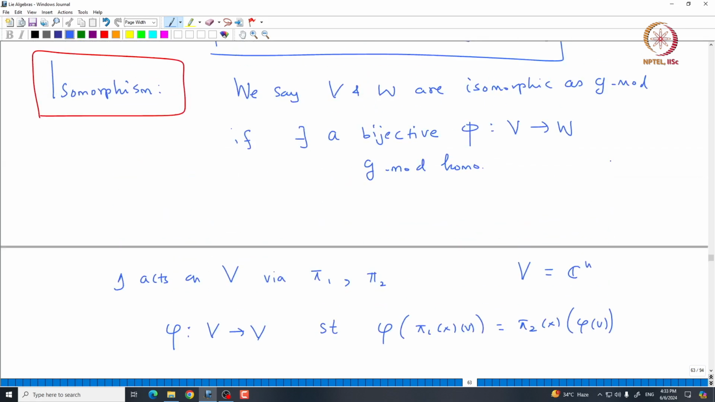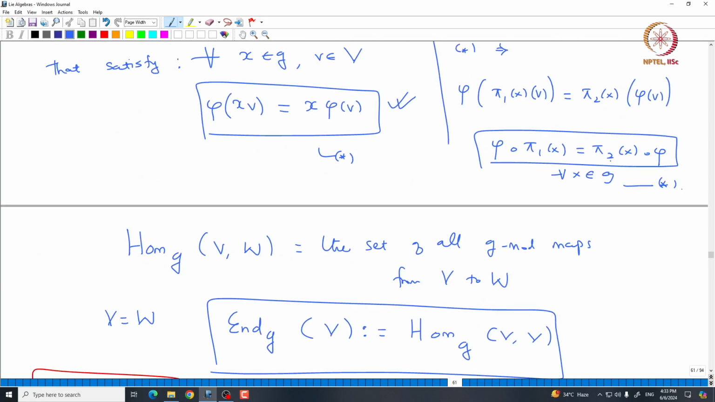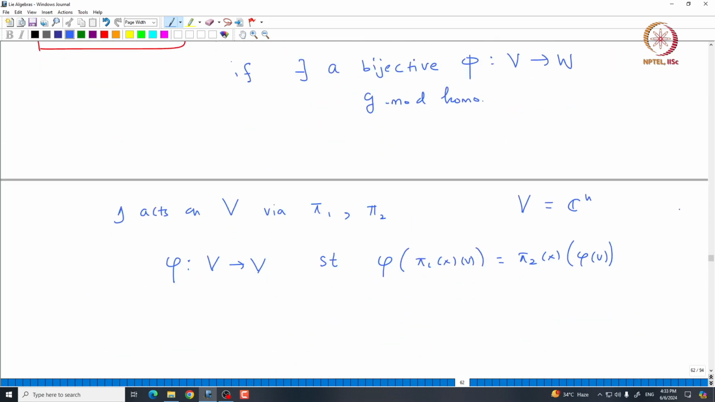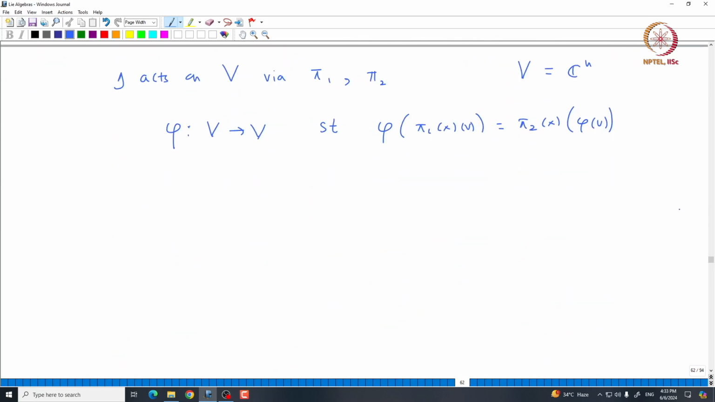So, this is exactly the condition that we have written here. Okay. So, now because we are dealing with the same n dimensional space, this can be rewritten as follows. So, this gives you exactly phi composition pi 1 of x equal to pi 2 of x composition phi. So, now what is pi 1?